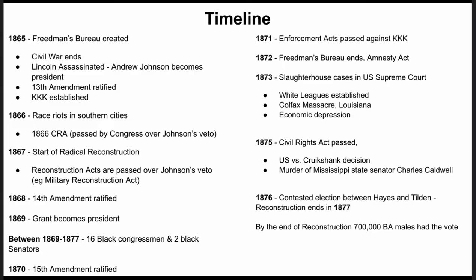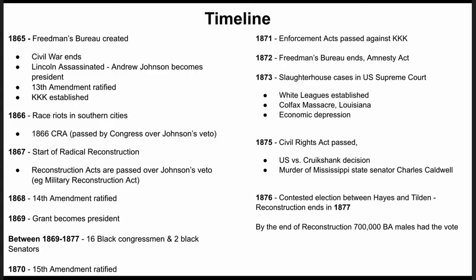1869, Ulysses S. Grant becomes president, much more favorable towards civil rights than Andrew Johnson. So Johnson really is a hindrance in those 4 years while he's president. Grant is much less of a hindrance, and actually some legislation passed during Grant's time in office is much more positive.